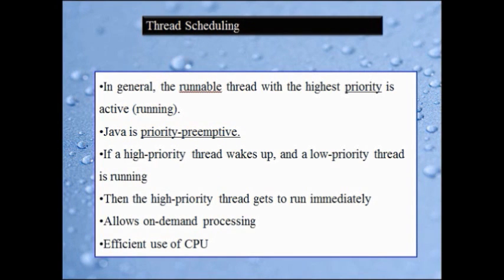Thread scheduling. In general, the runnable thread with the highest priority is active. That's the running thread. Java is priority preemptive. If a high priority thread wakes up and a low priority thread is running, then the high priority thread gets to run immediately. This allows on-demand processing and efficient use of CPU.